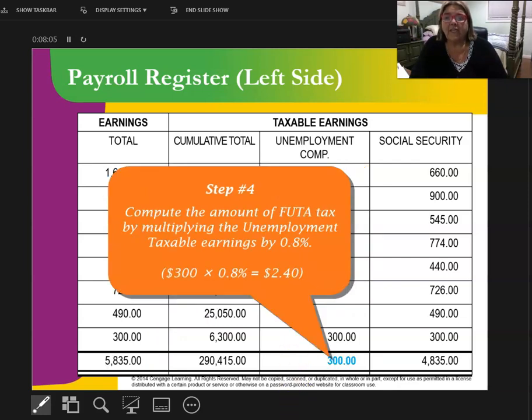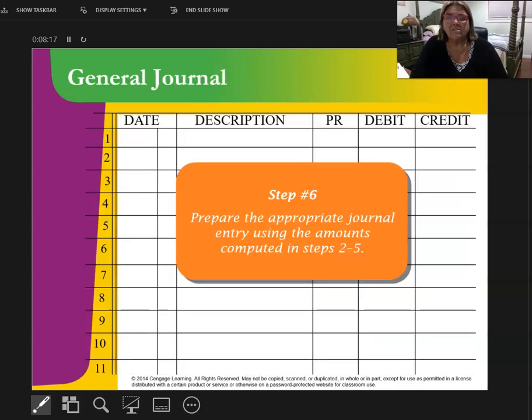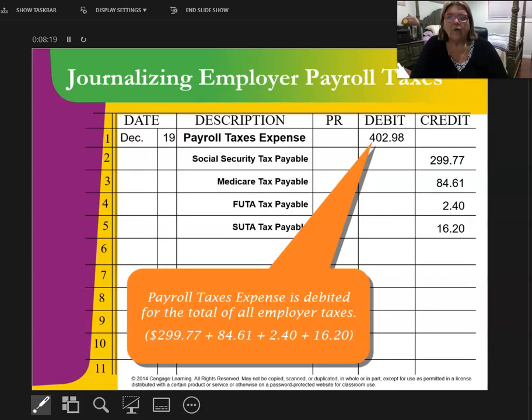And then our FUTA and SUTA. We're going to do the 300 times 0.8% for FUTA, and the SUTA is 300 times 5.4%. So now we have four amounts, and we're going to plug them in.